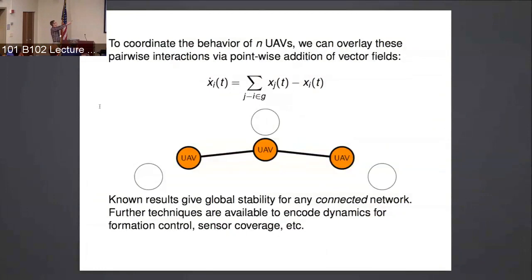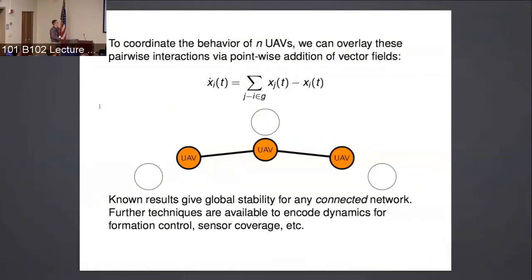But anyways, what's happening here is that to coordinate the behavior of these UAVs, you can actually overlay these interactions, right? In this particular case, you have these two pairwise interactions coming from these two pairs, these two edges. If you just add those vector fields, that will give you behavior for the entire network that is consistent. So in this particular setup, if you have these three UAVs starting in the start position, they are going to go towards the center. And there are lots of known results that show that overlaying is useful.